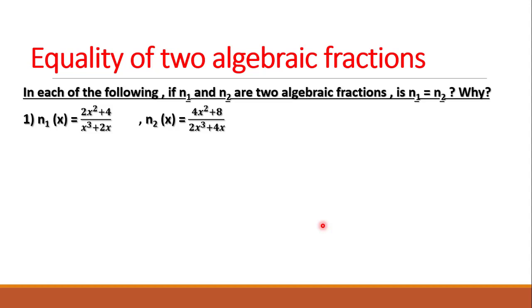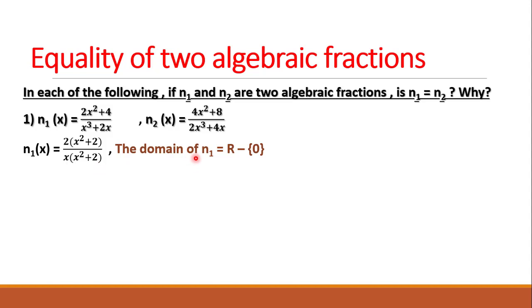Okay, we will start our steps by factorizing up and down and writing the domain, then simplify. I'll do that for both of the algebraic fractions. The first one, n1: in the numerator I have 2x power 2 plus 4. 2 is a common factor here, so I can take 2 as a common factor. Here I can take x as a common factor. So n1 of x equals 2 multiplied by x power 2 plus 2, over x multiplied by x power 2 plus 2.